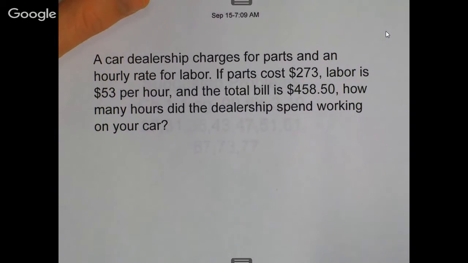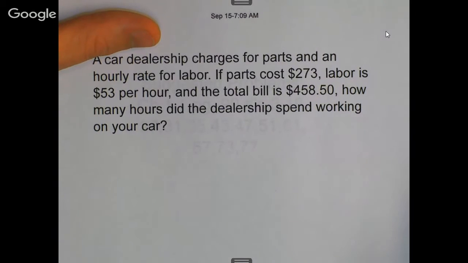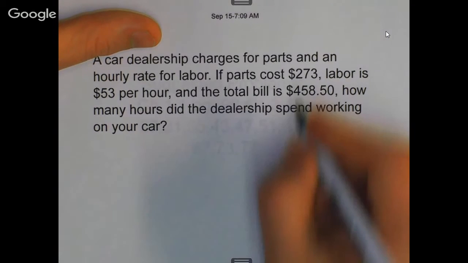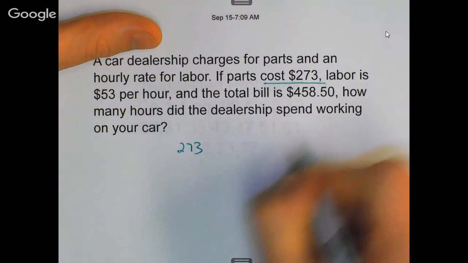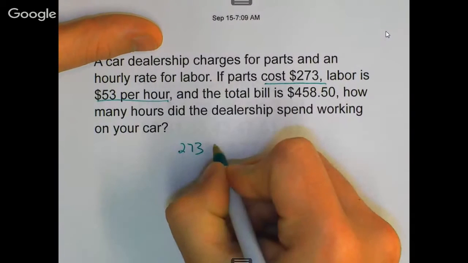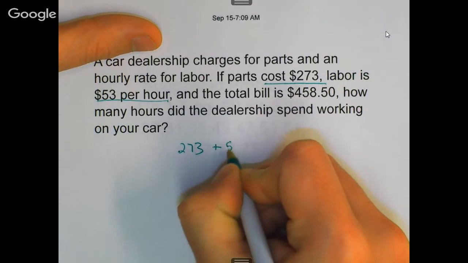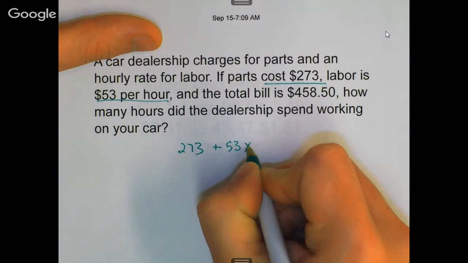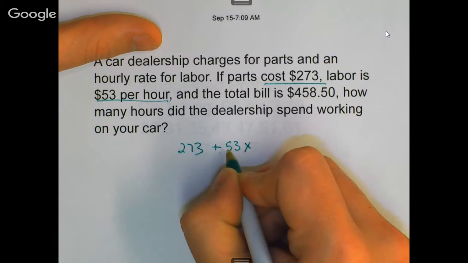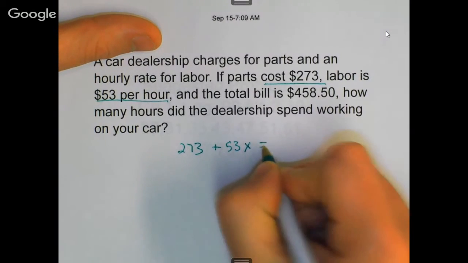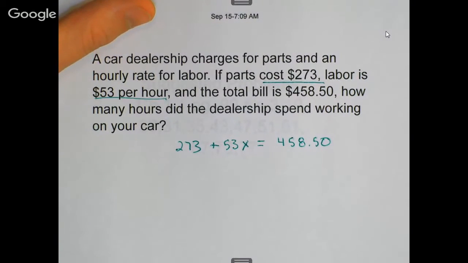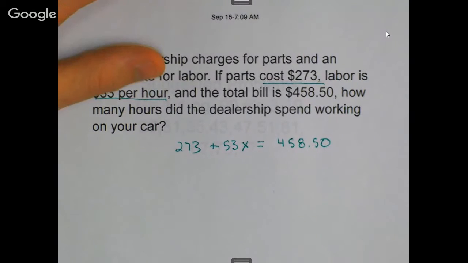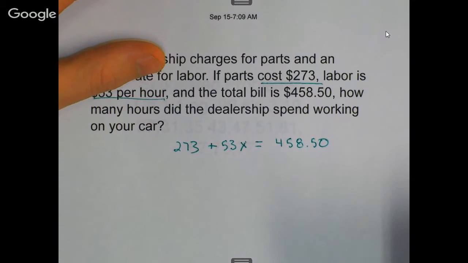Okay, so we have to set up equations for this word problem and for all my word problems. That's what we're looking for. Okay, the parts cost $273. That's not going to change. Labor is $53 per hour. So I've got to add to my parts $53 per hour, which is the x. So if I work x hours, I got to multiply it by 53. And I spent $458.50 on that bill. All I got to do is solve for x.